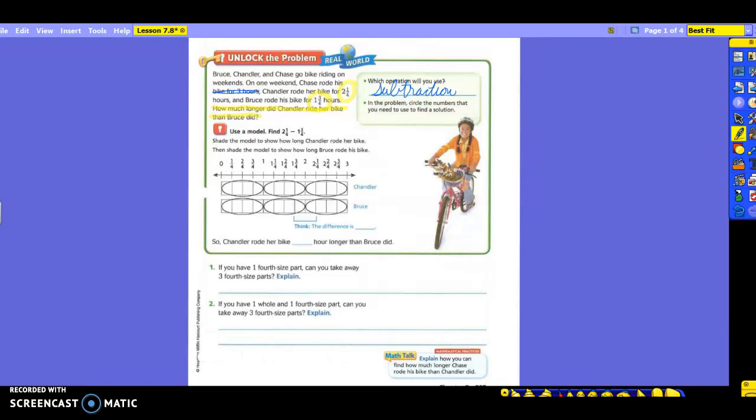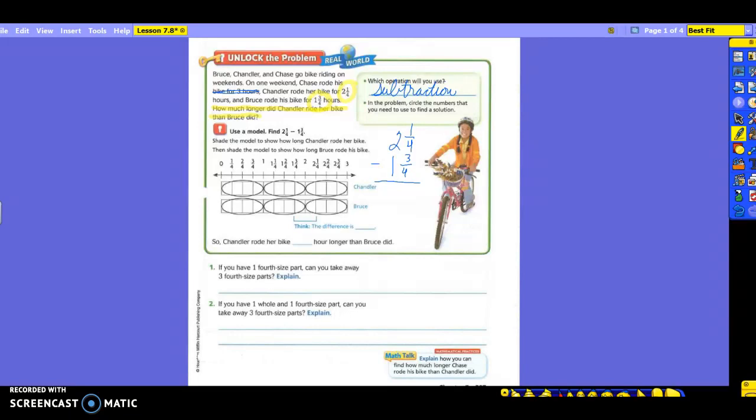So take a look at the model they have down here for just a second. We're going to find the 2 1/4 minus the 1 3/4. Now, guys, when you write this out, so if I was to write 2 1/4 minus, you're not having to write this, I'm just writing it to show you. Can I take 1/4 minus 3/4? No, it's not possible. So this is where the renaming part comes in.